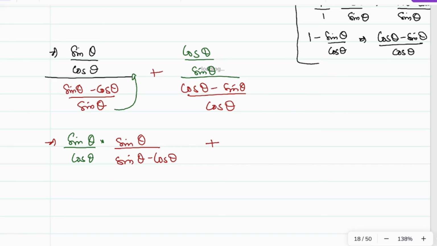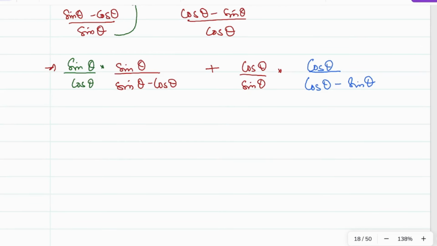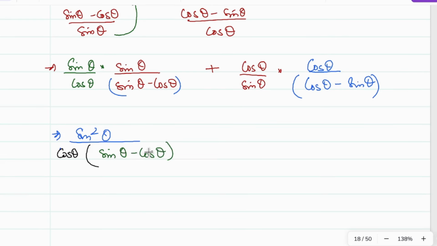Okay, similarly here also what will happen? Cos theta divided by sin theta into, my cos theta will go to the numerator part. Cos theta divided by cos theta minus sin theta. Sin theta into sin theta is sin square theta by cos theta into sin theta minus cos theta. Here I can put this part inside a bracket, so I can write that part as cos theta into sin theta minus cos theta, right?